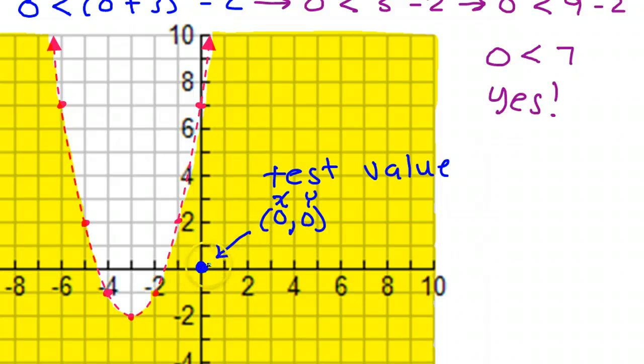So since this made a true statement, this was a solution, we shade in all the points that are in the same family, all the points that are on the outside. If this had been a no, that would have meant that 0, 0 is not a solution. So none of the outside points would be solutions, which would mean that the inside points must be solutions, and I would have shaded the inside part. So that's how you could use the test value method.